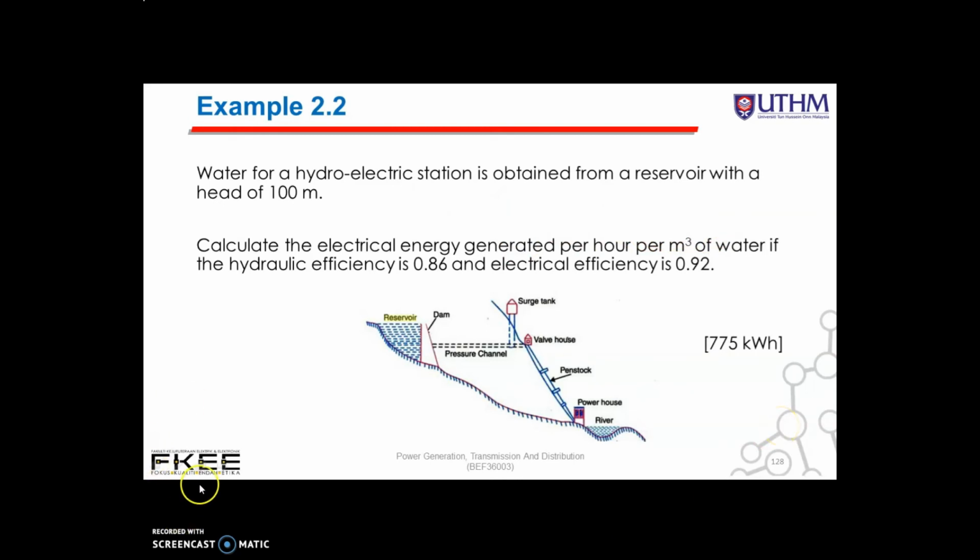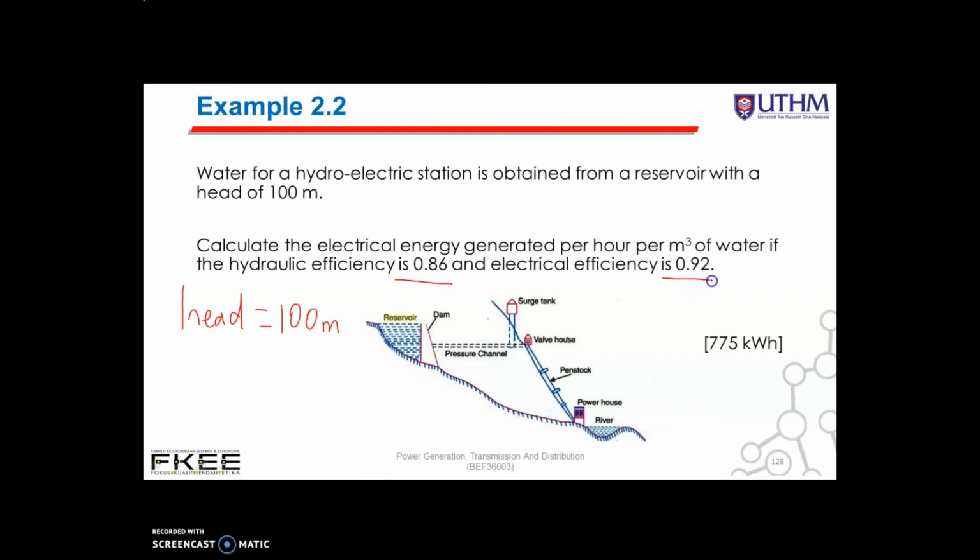Okay, so firstly, you have to know that the head of water is 100 meters. And then calculate the electrical energy generated per hour per meter cube of water if the hydraulic efficiency is 0.86 and electrical efficiency is 0.92.